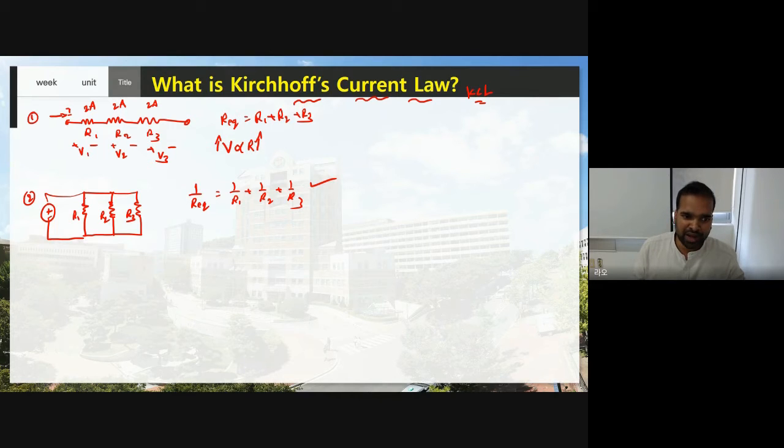Now if I ask you what is the voltage drop across the resistors, the voltage drop across each resistor is the same. Suppose the voltage drop is 2 volt at R1, then the same 2 volts at R2, the same 2 volts at R3, because these 3 elements are connected in parallel. Clear? So this is a very important point.